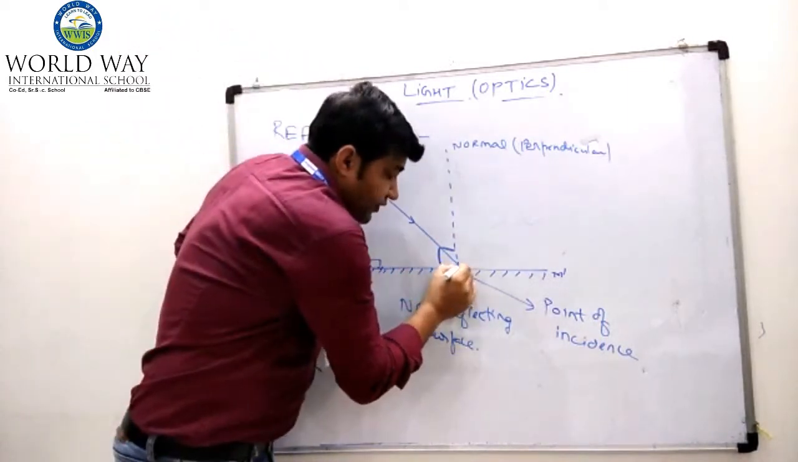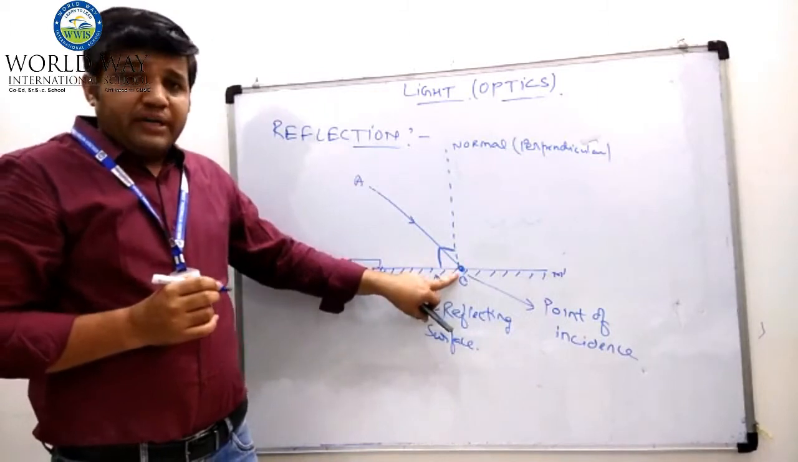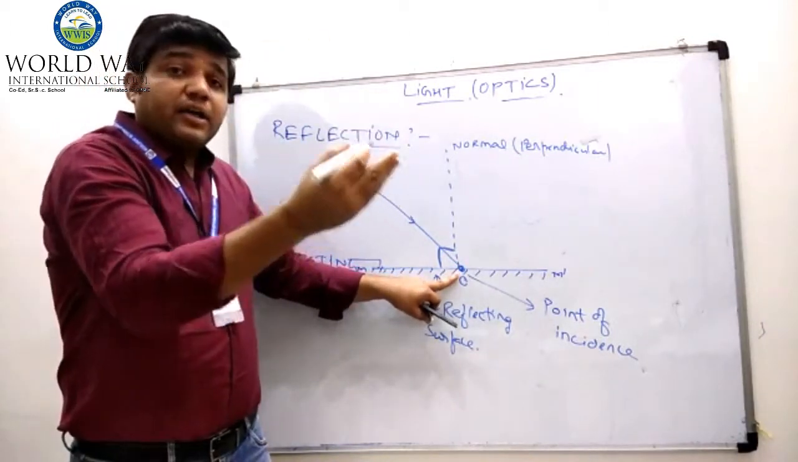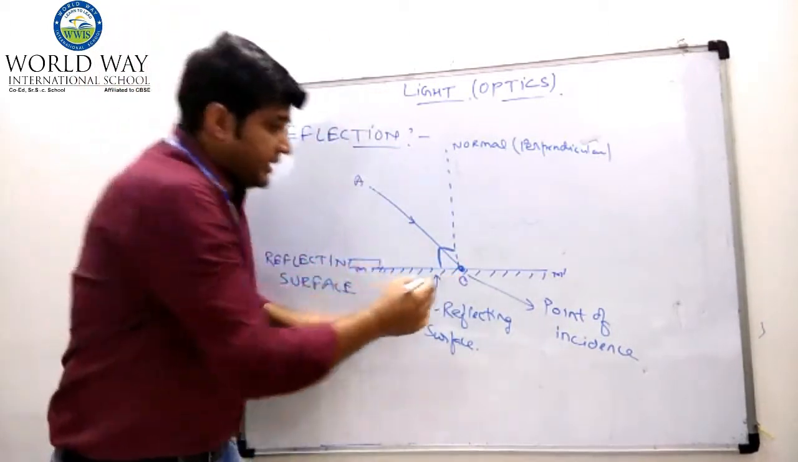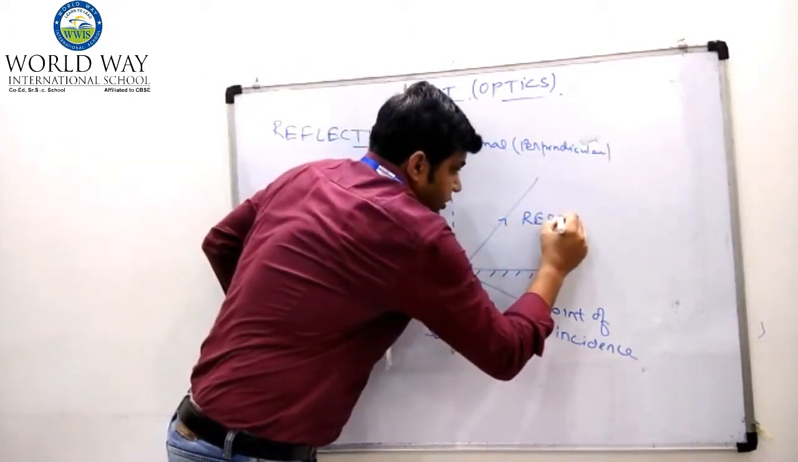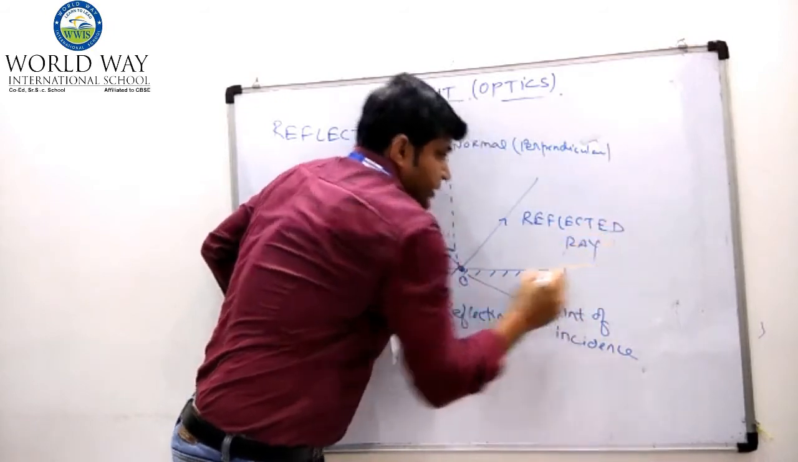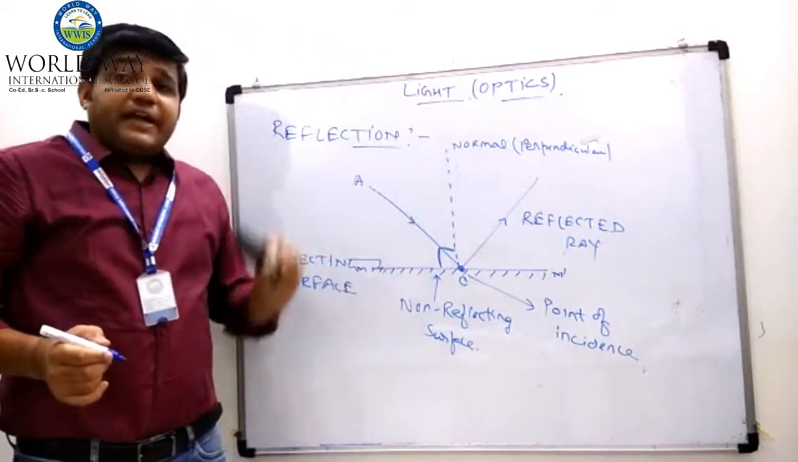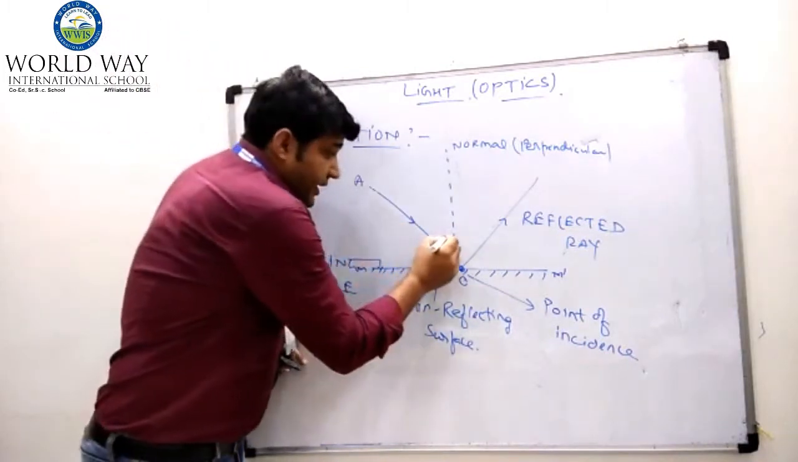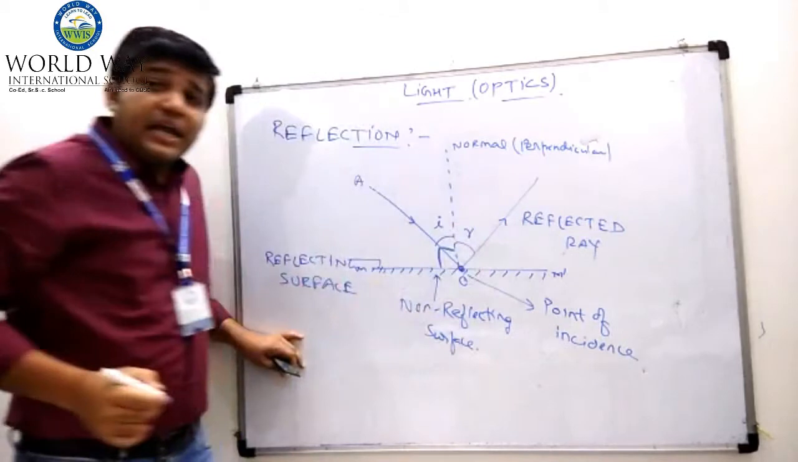If the incident ray strikes this point of incidence and reflects or bounces back, then it is called a reflected ray. It will make two angles. This is angle I and this is angle R.